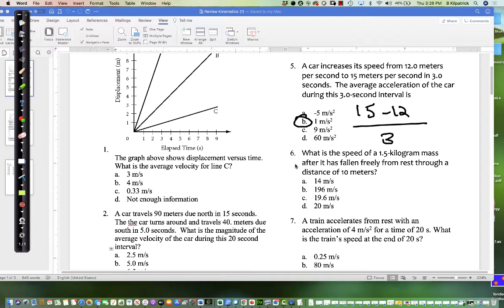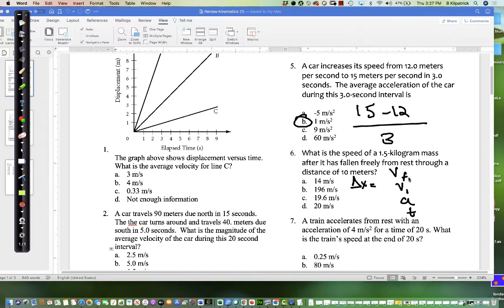What is the speed of a 1.5 kilogram mass after it has fallen freely from rest through a distance of 10 meters? Okay, does the mass matter? No. So it's extra information. You're not doing anything with it, because remember, mass does not impact acceleration. It doesn't impact how fast it falls. So when we look at the information we're given: VF, VI, acceleration, time, displacement.